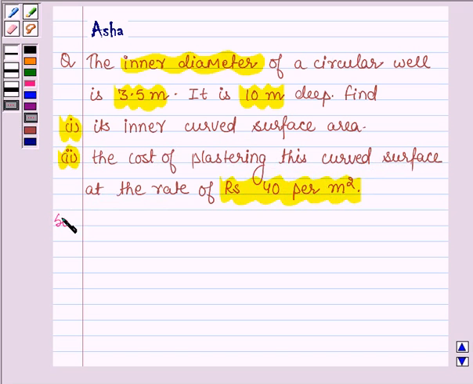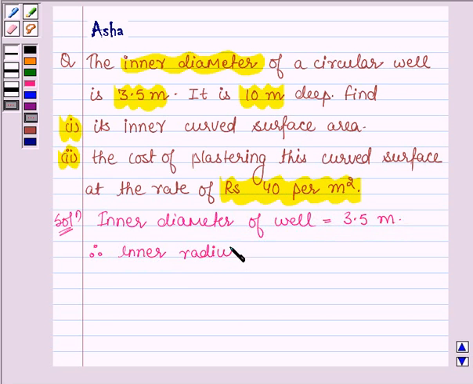Let's begin with the solution. Here we are given the inner diameter of the well is equal to 3.5 meters. Therefore, the inner radius of the well, let us denote it by small r, is equal to 3.5 meters divided by 2, and this gives 35 upon 20, which further gives 7 upon 4 meters.